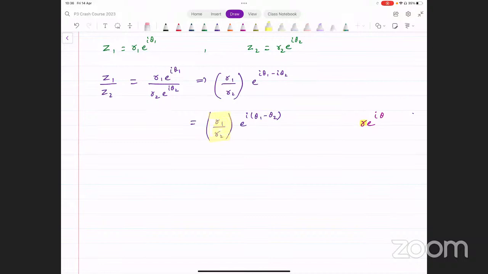So what's the modulus of this fraction Z1 over Z2? The modulus of this fraction is the modulus of the first complex number divided by the modulus of the second complex number. So when two complex numbers are divided, their moduli are also divided. However, what about the arguments? You can see in place of theta, we have theta 1 minus theta 2. So the arguments get subtracted.